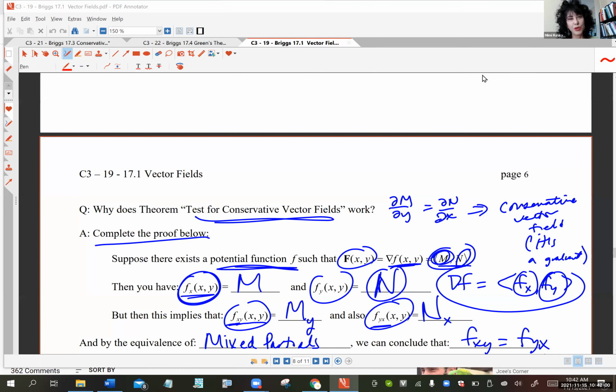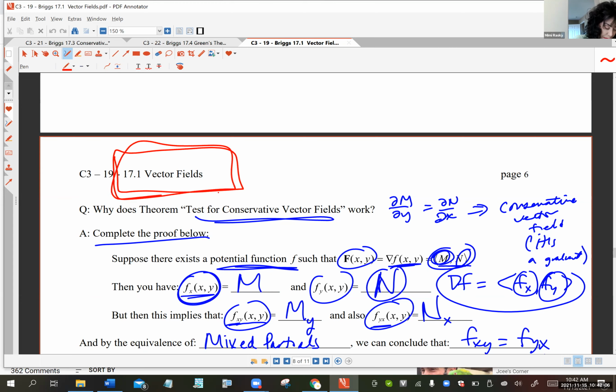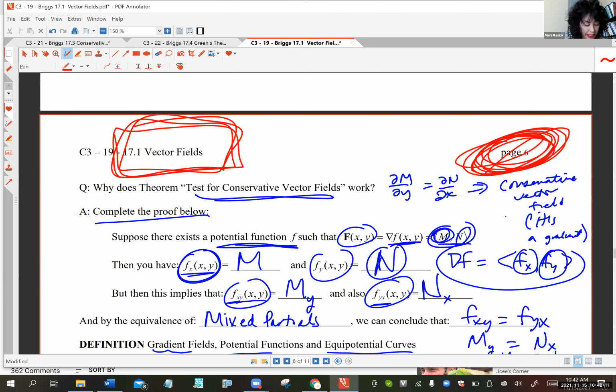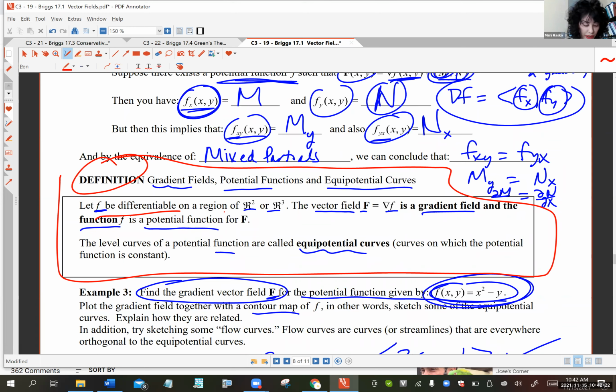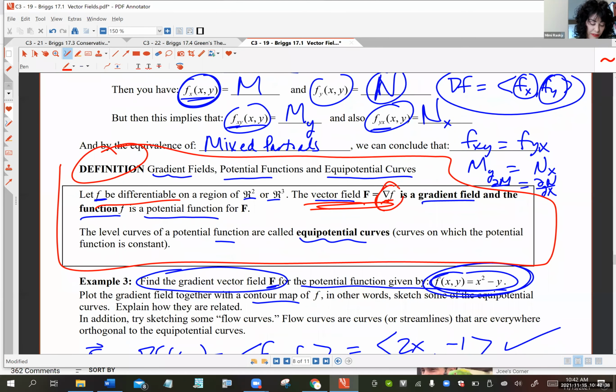First, before we get to the answer, go to your 17.1 lecture notes. Go to page 6 of the 17.1 lecture notes and read this definition that says if f is a differentiable scalar function, a mama function, if you will, the vector field big F given by the gradient of the scalar function, the gradient of the mama, that is a vector field right there. So this is known as a gradient field.